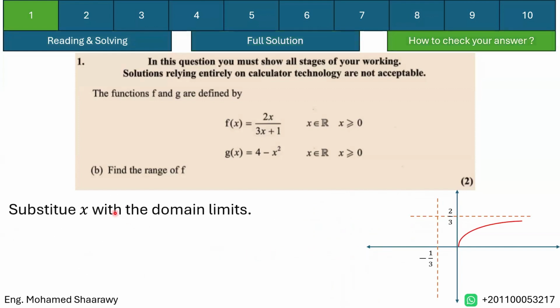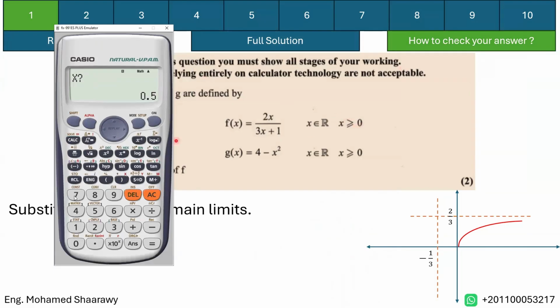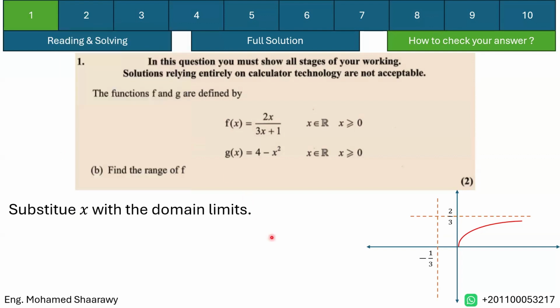Okay, how to check such an answer in the exam? Actually, you can substitute x with the domain limits. So for example, 2x over 3x plus 1. If I substitute x with 0, I get 0. And if I substitute x with a very large number, I should get 2/3 or close to it. So let's solve this for something like 10 to the power 20, which is a very large number. It would be 2/3, so I am correct.